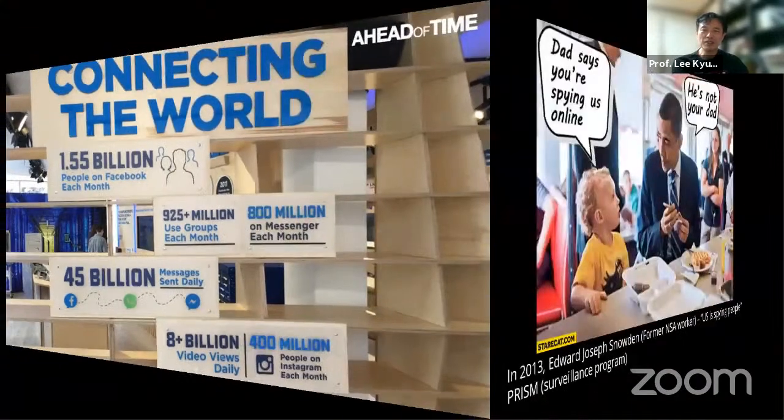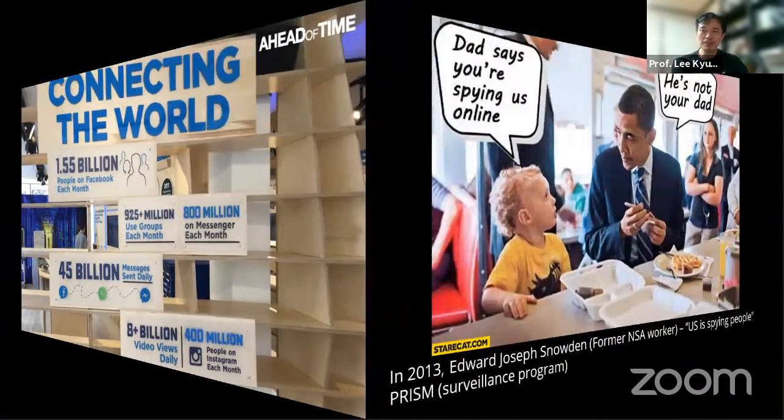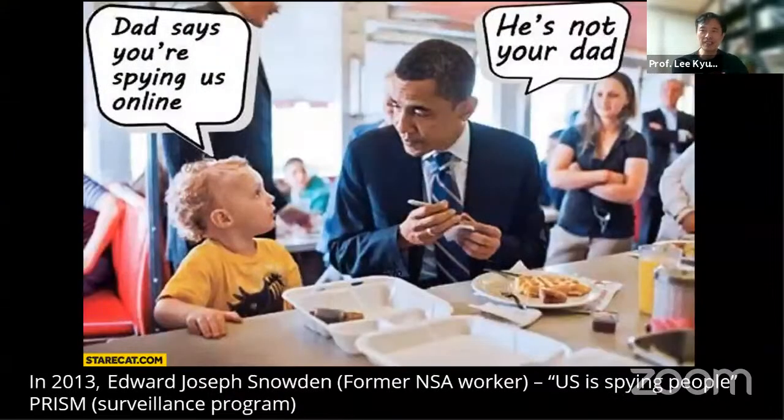In 2013, Edward Joseph Snowden, former NSA worker, revealed the USA is spying on people through PRISM. It is a surveillance program. This one is humor. A kid says, I wanted to talk to Obama. That says you are spying on us online. Obama replied to the kid, he is not your dad. This means Obama is spying on the kid's family.